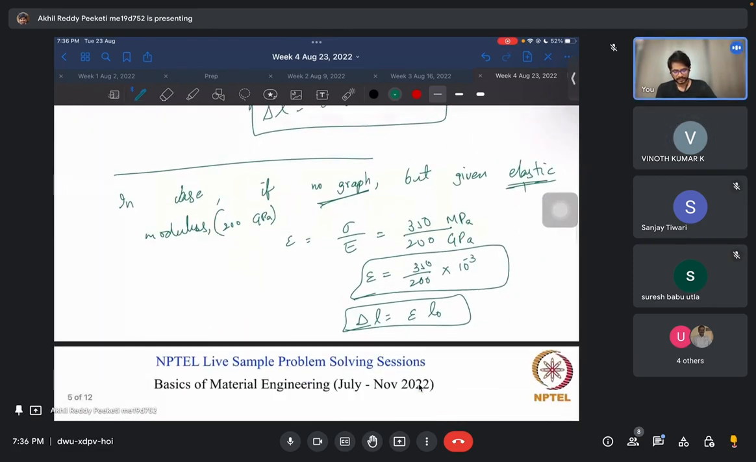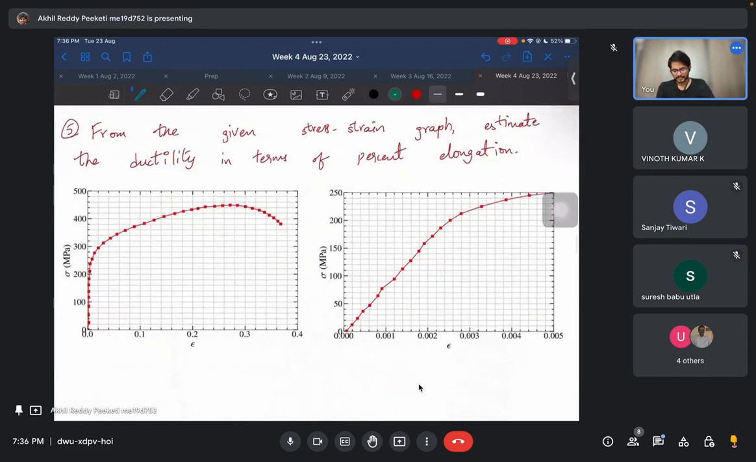So let's move on to the next question. Yeah. As you asked, percentage area will be the next question. Now we are asked what is ductility in terms of percentage elongation. So what exactly is ductility to begin with? What does ductility of a material tell us? It basically tells us it's a number which can quantify the measure of plastic deformation. Plastic deformation is basically irreversible deformation, right?